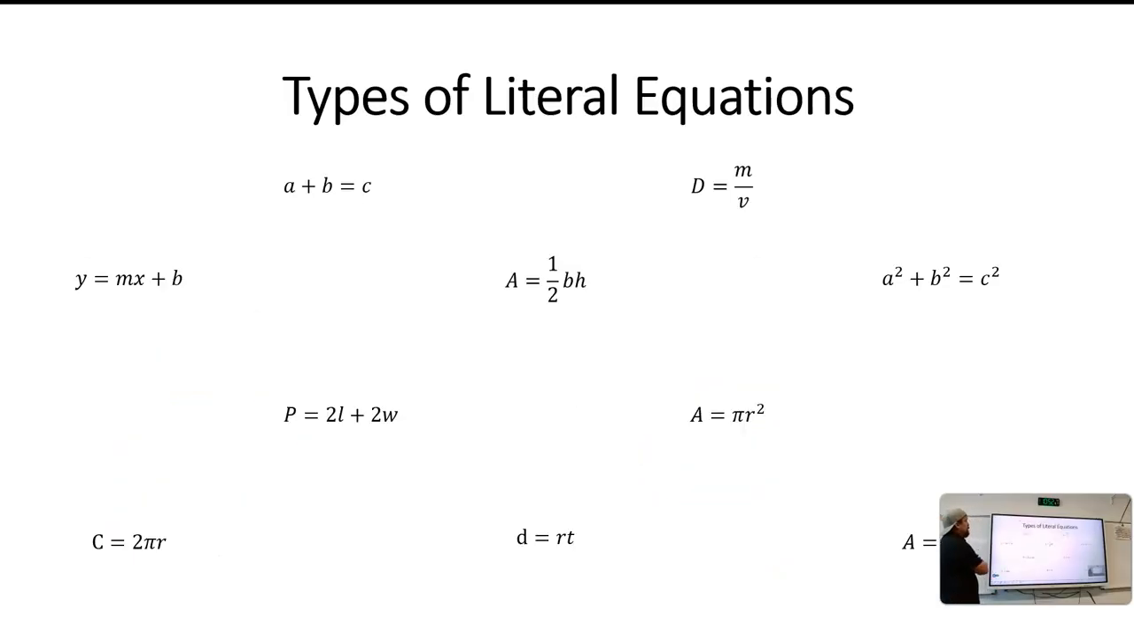So here are some types of literal equations. Often you'll see that they are formulas. So y equals mx plus b. P equals 2l plus 2w, that's defining the perimeter of a rectangle. Area equals 1/2 base times height, that's the area of a triangle. A squared plus b squared equals c squared, that's the Pythagorean theorem. A equals pi r squared, that's your formula for the area of a circle.